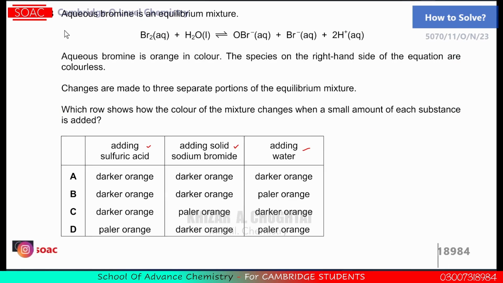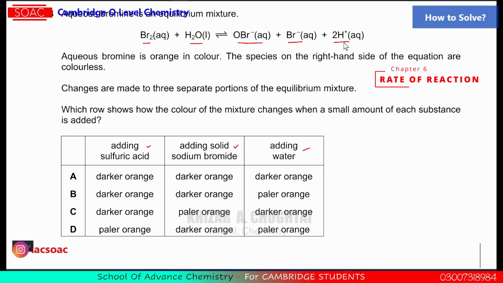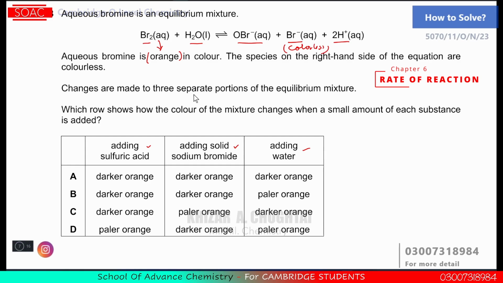Question number 18. Aqueous bromine is an equilibrium mixture as seen over here. Br2 plus H2O goes to OBr negative ion plus Br negative ion plus 2H positive ion. Aqueous bromine is orange in color, and the species on the right hand side of the equation are colorless. So these all are colorless. Changes are made to 3 separate portions of the equilibrium mixture. Which row shows how the color of the mixture changes when a small amount of each substance is added?